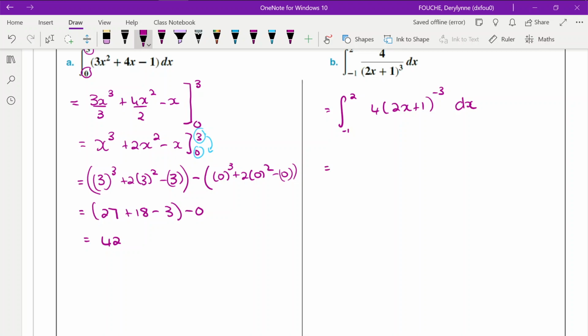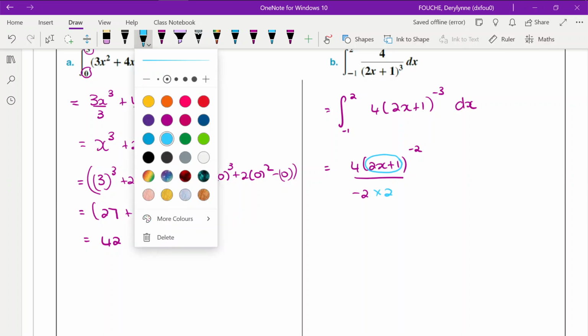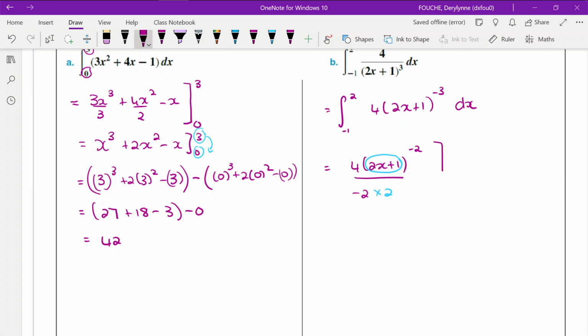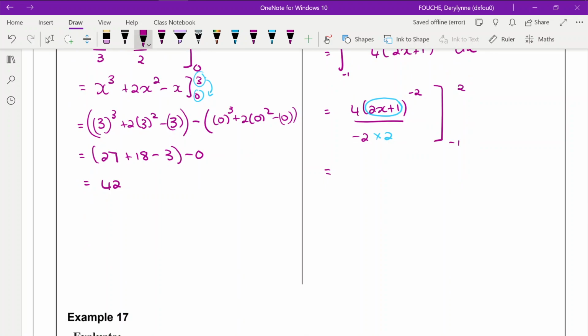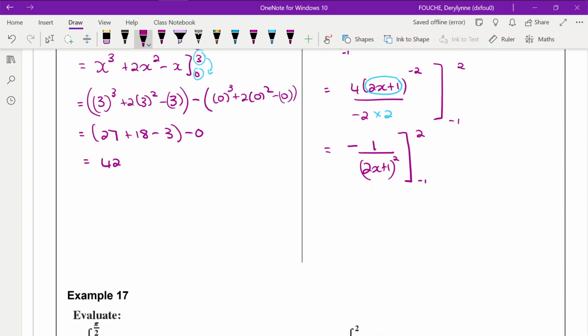So we have 4 times (2x plus 1) to the -2 divided by -2. And we want to multiply that. Let's do it in blue. Here is our function inside our brackets, and we're dividing by the derivative of that. Okay, and we must put our limits of integration in. Alright, we can rewrite that and simplify it because our 4's will cancel, and so what we have is -1 over (2x plus 1) squared between -1 and 2.